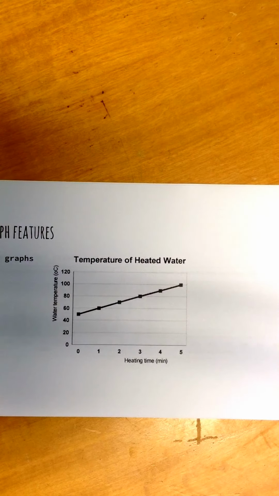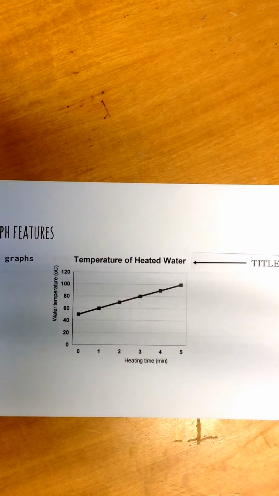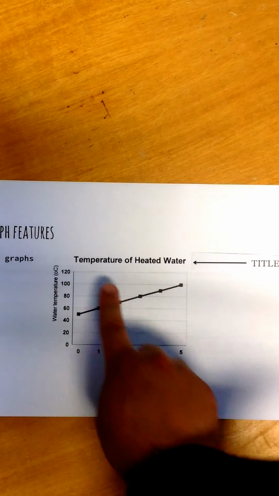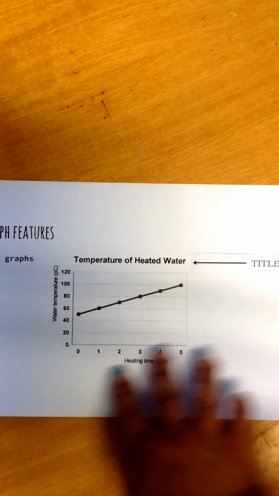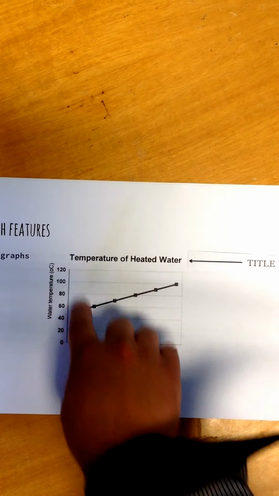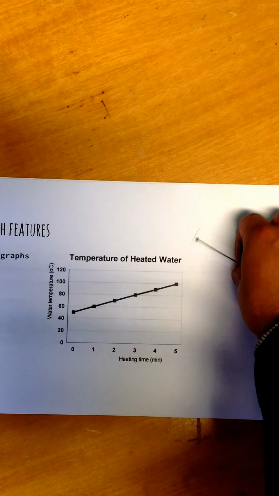Other things worth mentioning is a title. You need to provide us some sort of information, and the title will summarize what the graph is going to tell us. So for example, temperature of heated water, I know what it means. We're going to see a graph where we see some temperature units and what's happening to them. So does it go up or down?